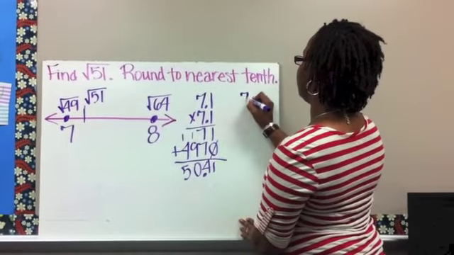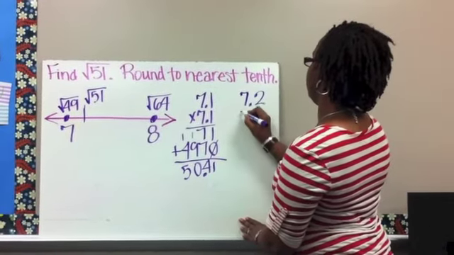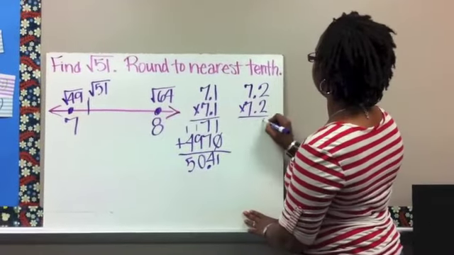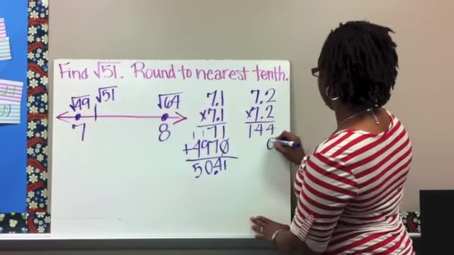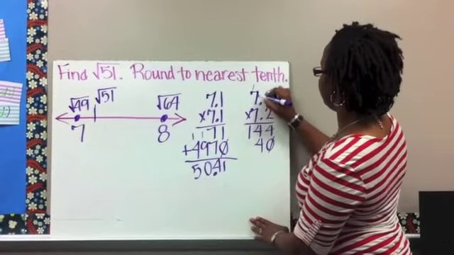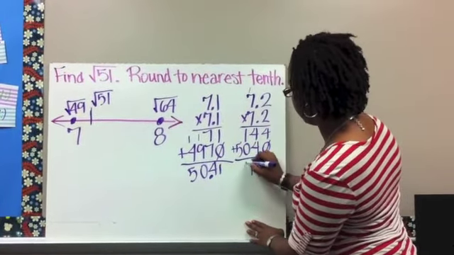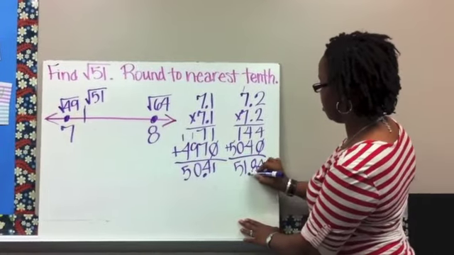So I'm going to try out 7 2/10 squared also. So 7 2/10 times 7 2/10. 2 times 2 is 4. 2 times 7 is 14. Hold the place there. 7 times 2 is 14. 7 times 7 is 49. Plus 1 is 50. I'm going to add that all up. 4, 8, 1, 5. 2 numbers behind the decimal in my problem, 2 numbers behind the decimal in my answer.